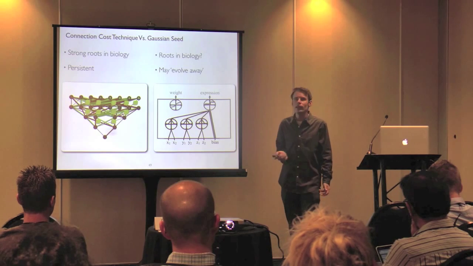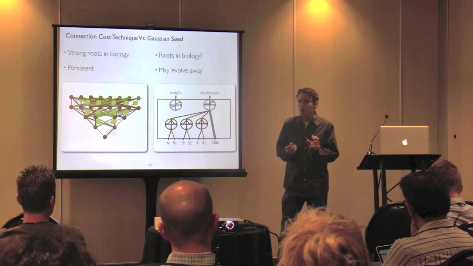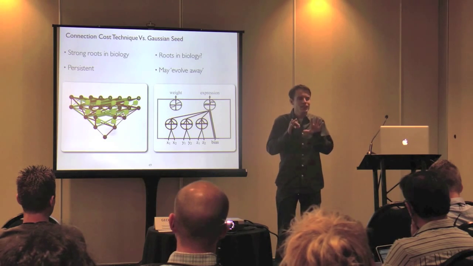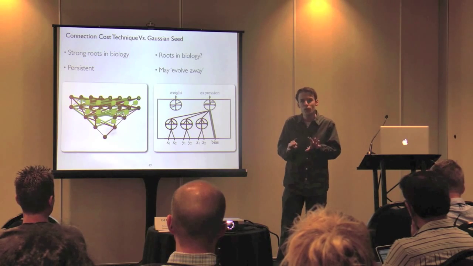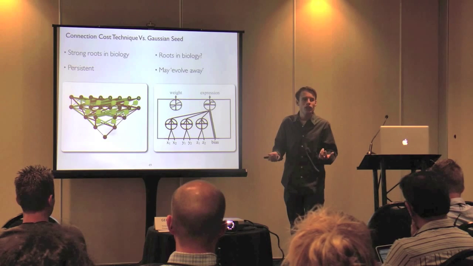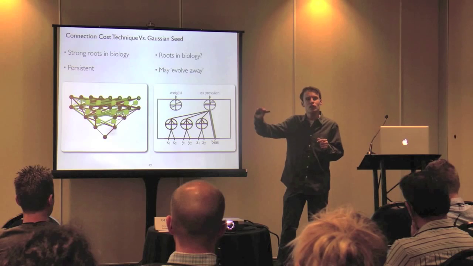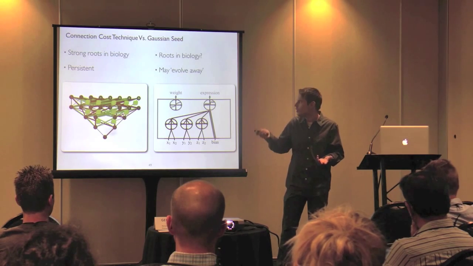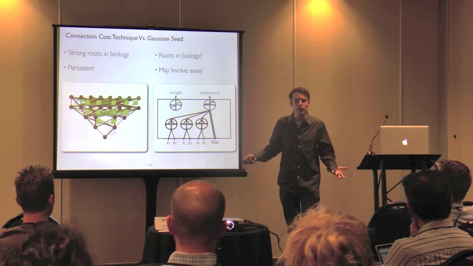The second thing that I like about the connection cost is that it's persistent. Because the Gaussian seed is simply a seed. It's just something all individuals start with, and it's part of the genome, meaning it can just completely evolve away. The connection cost, on the other hand, is persistent. So even if there exists no fitness gradient to preserve modularity, the connection cost will always be there, while the Gaussian seed may simply disappear.